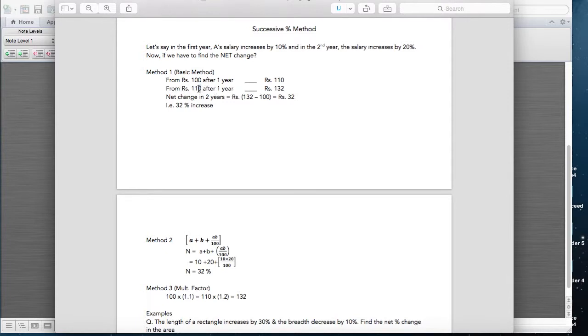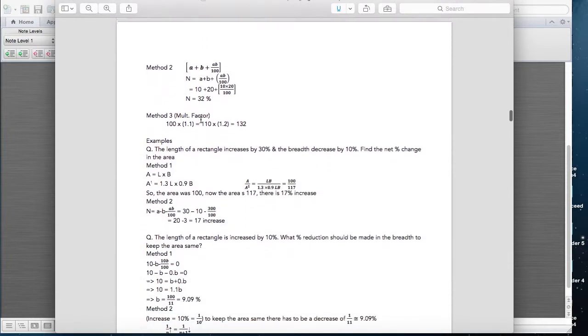If we have to increase a value by 10%, to find 10% simply put a decimal here. So 10% of 110 is 11. Add 11 to 110, the answer becomes 132. So the original value was 100, the new value is 132, there is a 32% increase.